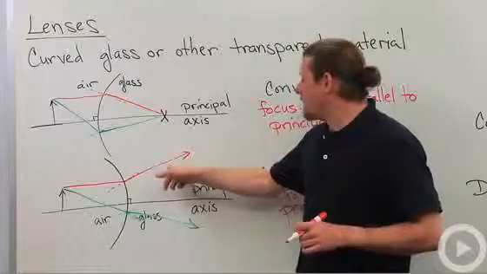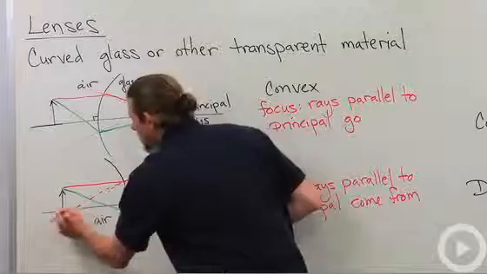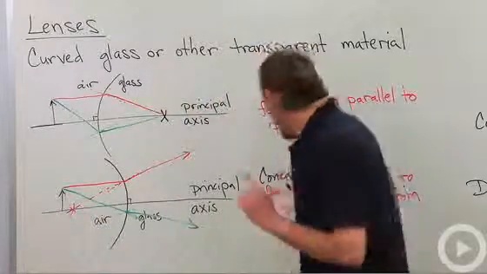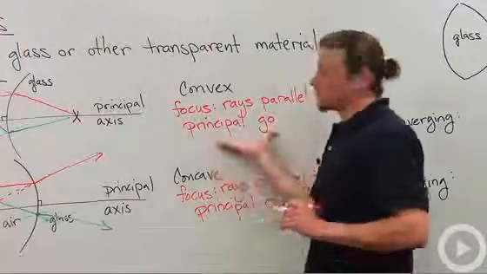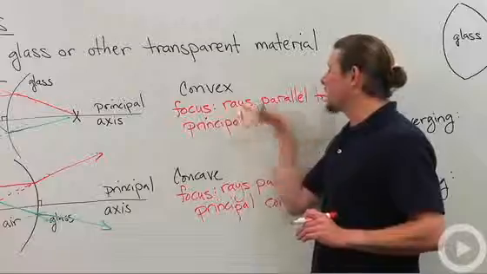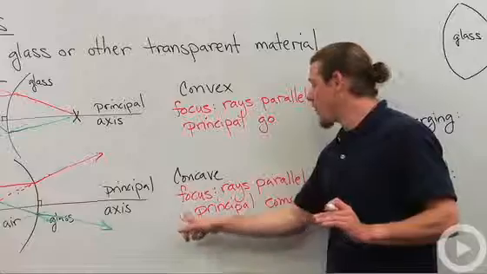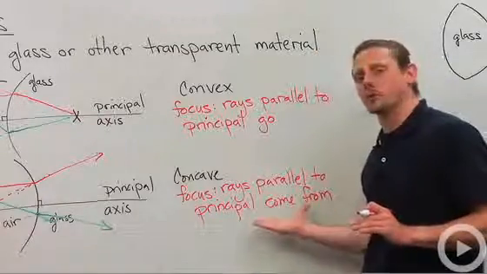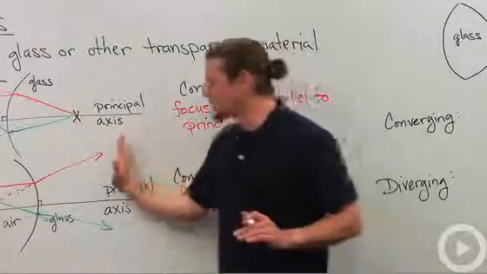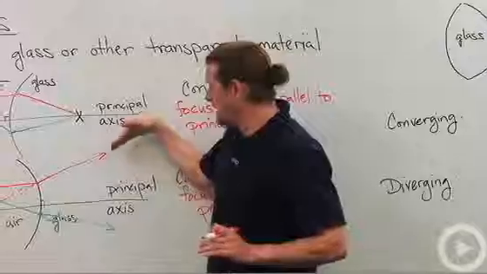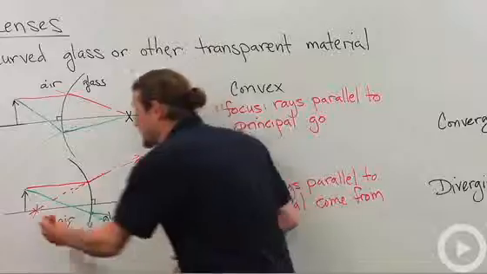Now notice that this light ray appears to be coming from somewhere like there. That's called the focus of a diverging lens. So for convex, the focus is the place where rays parallel to the principal axis go. For concave, the focus is the place where rays parallel to the principal axis appear to be coming from. If I was looking on this side, I would see the light coming like that, and I would just continue that line straight back. And that would be where the focus is.